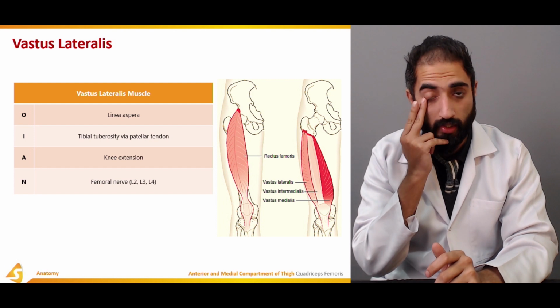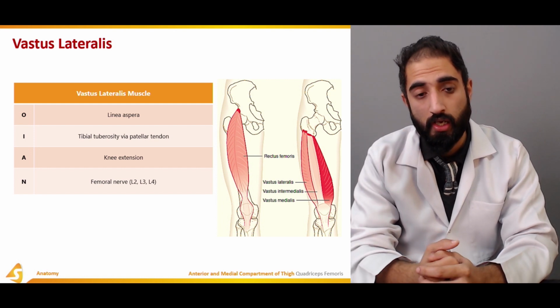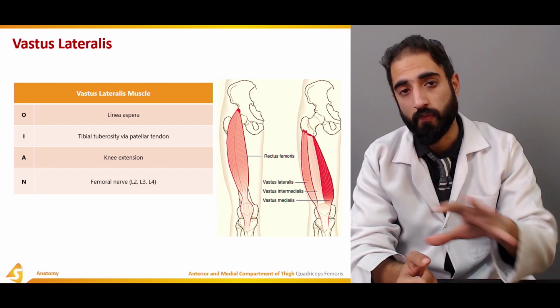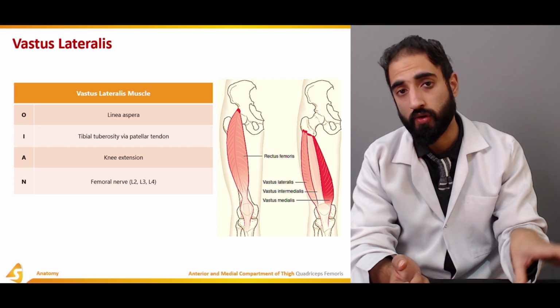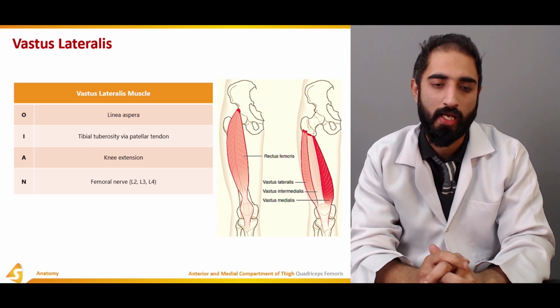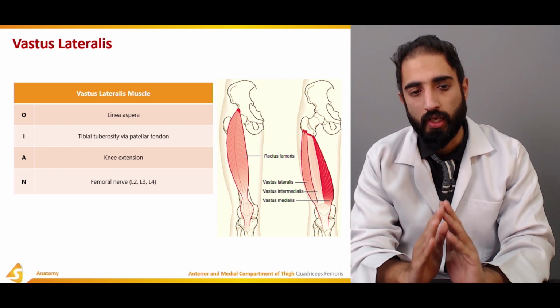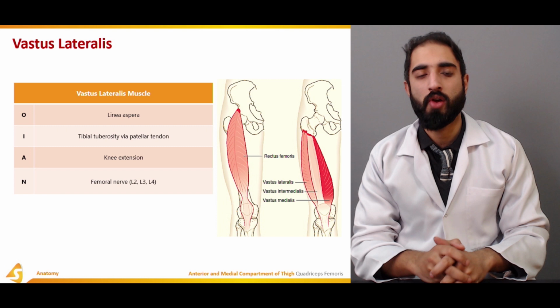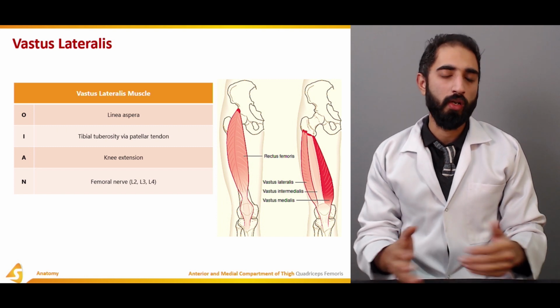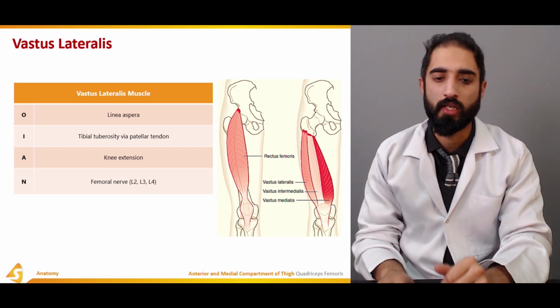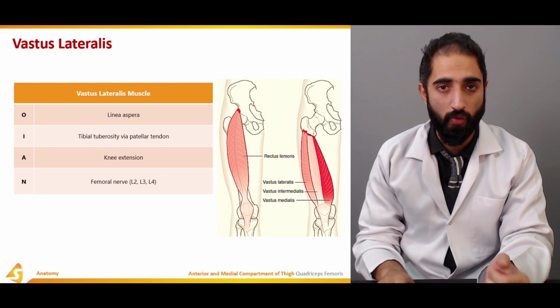But if we talk about the group of muscles, we have the quadriceps femoris. Then in the sense of the group, it can be said that the group has a function of the hinge joint as well. So the nerve supply is the same for the vastus lateralis as the rectus femoris, which is the femoral nerve, and the nerve roots include L2, L3, and L4.